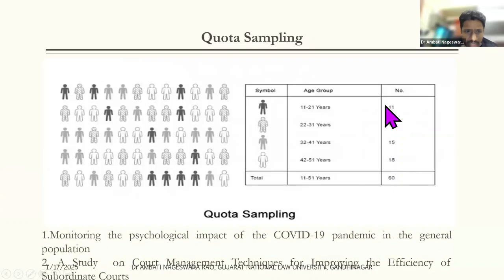For example, I want to understand the psychosocial impact of the COVID-19 pandemic in the general population. We all have witnessed, irrespective of our age group, gender, socio-economic background, or region, that we all experienced social problems, psychological problems, economic problems, and health related issues during COVID-19, right? As a researcher, I want to know age wise what kind of differences they had, what kind of problems they had.